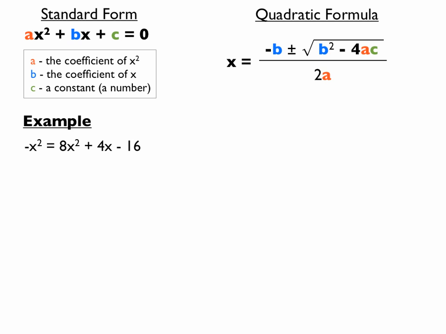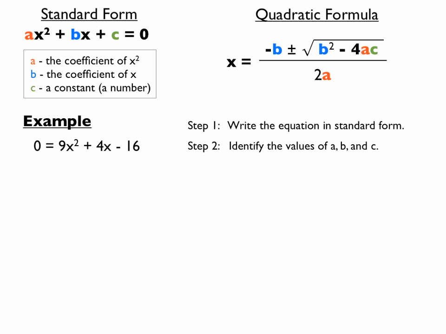Let's try one more. So here we have the equation negative x squared equals 8x squared plus 4x minus 16. Step 1, write the equation in standard form. Now, is this equation equal to 0? No, so it's not in standard form. Let's set it equal to 0 by adding x squared to both sides. This gives us 0 equals 9x squared plus 4x minus 16. Step 2, identify the values of a, b, and c, and our values are 9, 4, and -16.